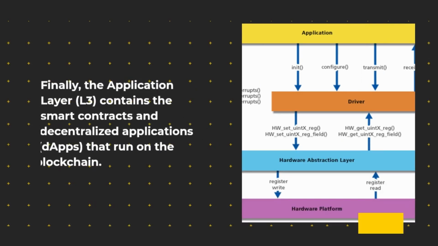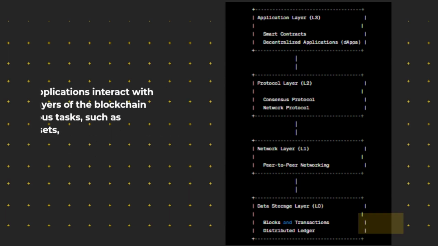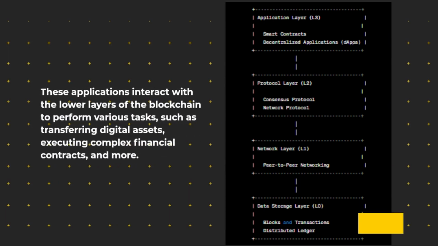Finally, the application layer, L3, contains the smart contracts and decentralized applications, DApps, that run on the blockchain. These applications interact with the lower layers of the blockchain to perform various tasks, such as transferring digital assets, executing complex financial contracts, and more.